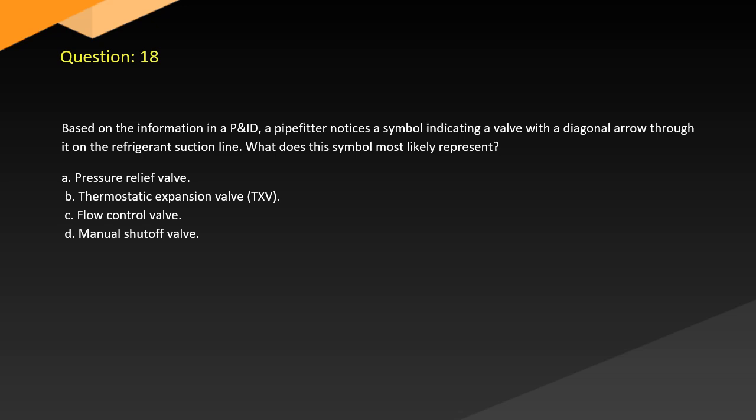Question 18. Based on the information in a P&ID, a pipefitter notices a symbol indicating a valve with a diagonal arrow through it on the refrigerant suction line. What does this symbol most likely represent? A. Pressure relief valve. B. Thermostatic expansion valve (TXV). C. Flow control valve. D. Manual shutoff valve.